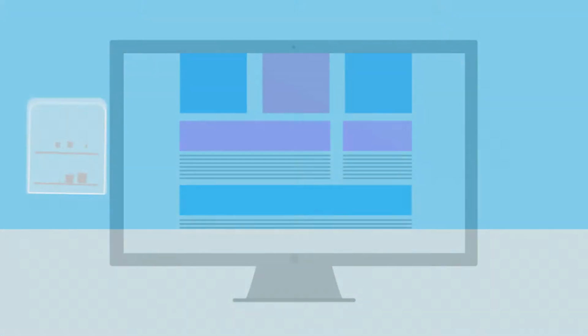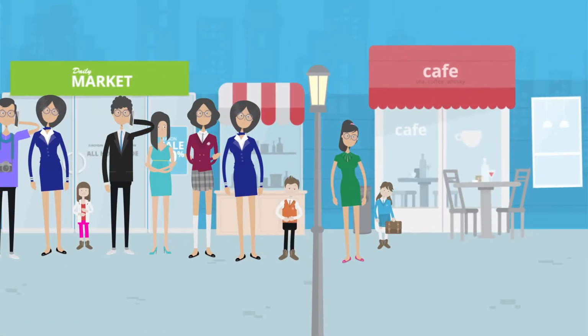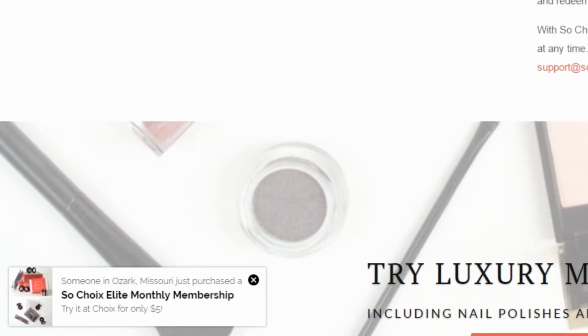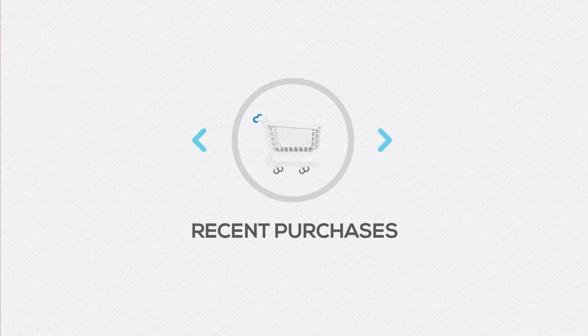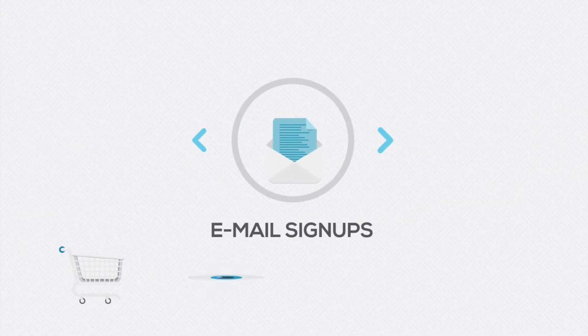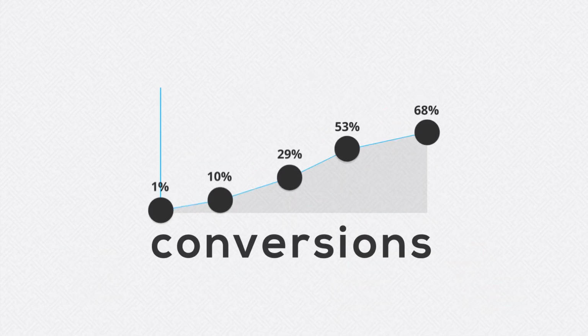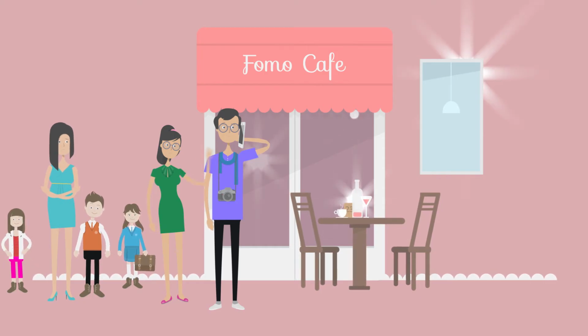Wouldn't it be cool to show visitors that your website is as popular as a busy restaurant? FOMO does exactly that. It creates a sense of urgency by displaying key customer behaviors in real time. Things like recent purchases, visits, email signups, and reviews. Adding FOMO to your website increases conversions, creating the online equivalent of a busy store.